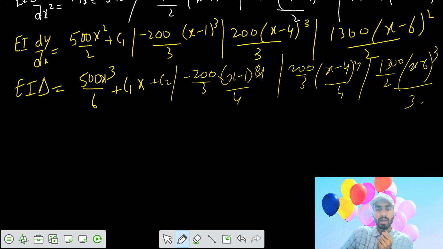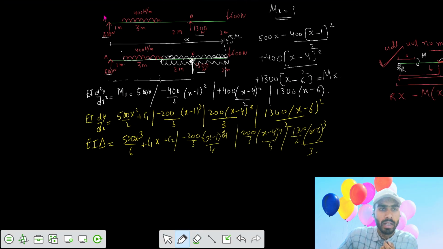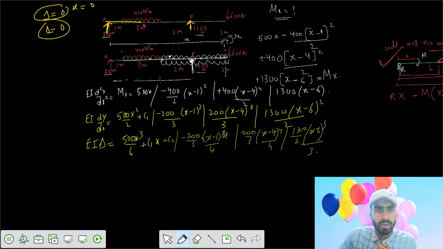Then we say what boundary conditions we have to impose. At support A, delta is 0, and at support D, delta is also 0. So we can use these two conditions: delta is 0 at x equals 0 and at x equals 6 meter.